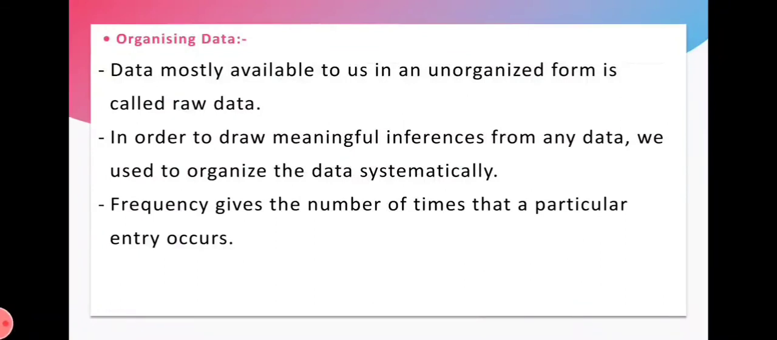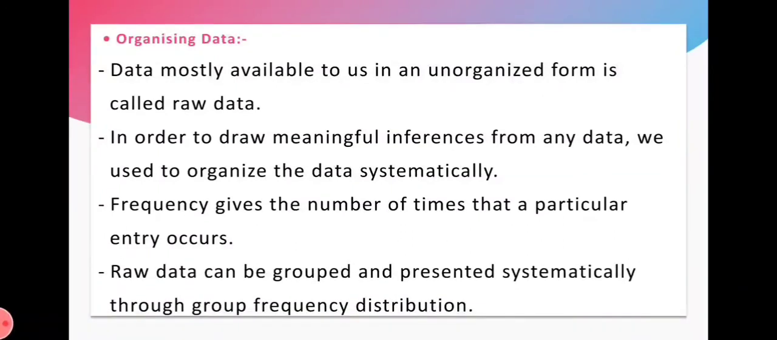Frequency gives the number of times that a particular entry occurs. Now what is frequency? Frequency is the number of times a particular entry occurs, the number of times the observation is repeated. That is called frequency. Raw data can be grouped and presented systematically through grouped frequency distribution. This raw, unorganized data we can make into groups and present in proper order using grouped frequency distribution.